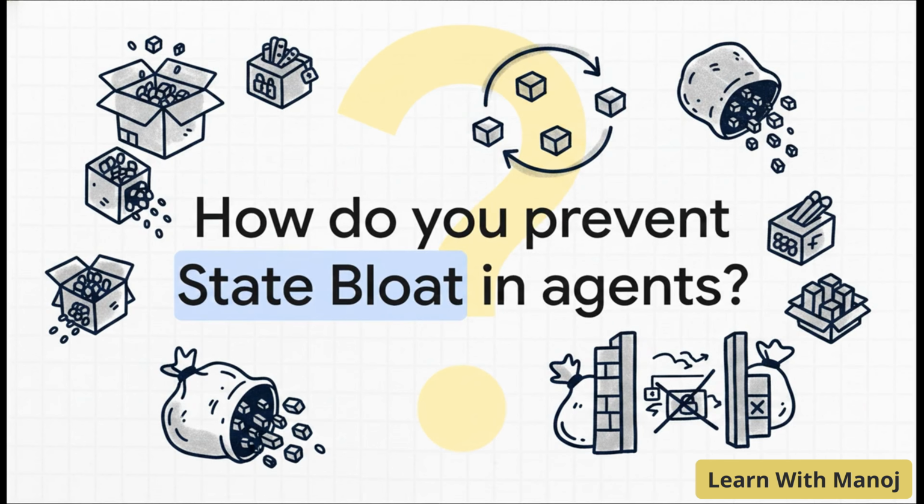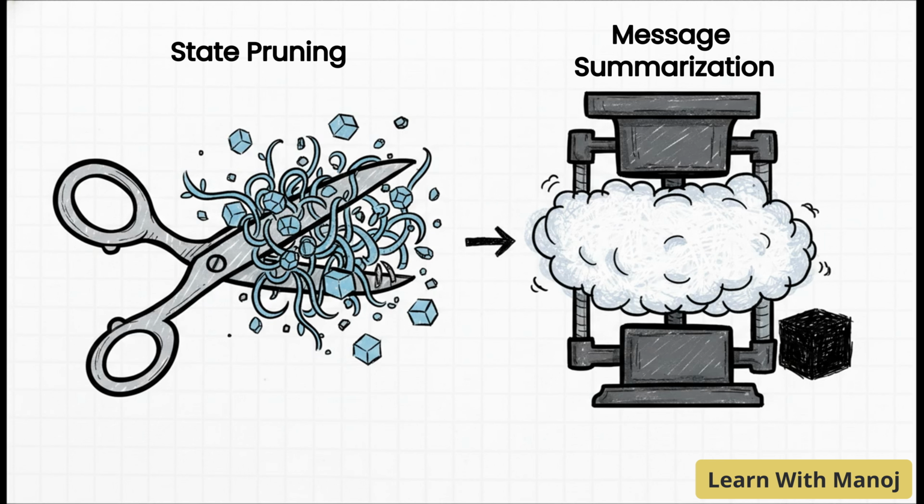Excellent. Let's try question number 2. How do you prevent state bloat in long-running agent sessions so you don't hit the token limit? Again, take a moment. If our state is strictly append-only, like we learned, how on earth do we keep it from getting too big? The answer lies in compression and cleanup.